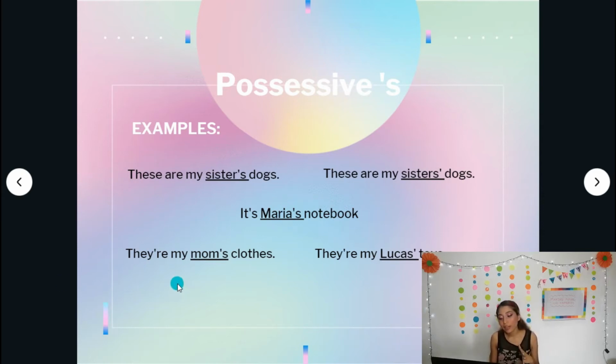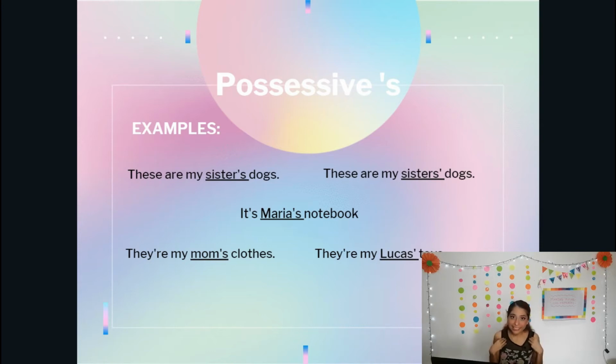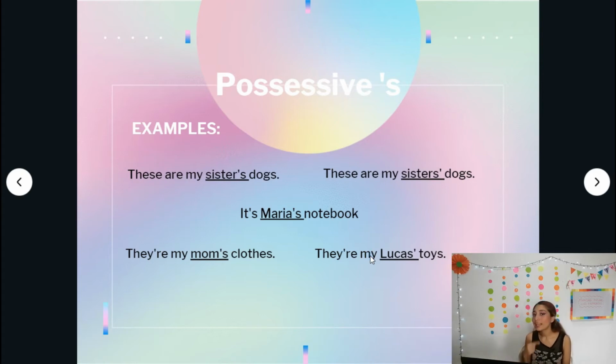So then we have these are my mom's clothes. I only have one mother. So in this case, well, in my case, I have only one mother. And these are my mom's clothes. So it means that the clothes belong to whom? To my mother, right?